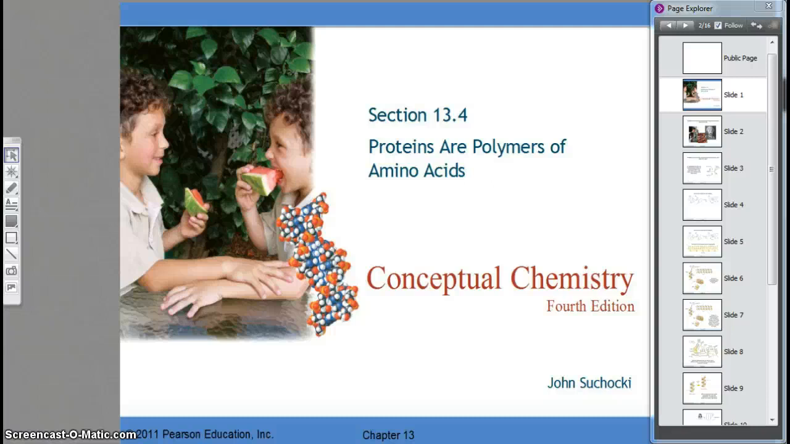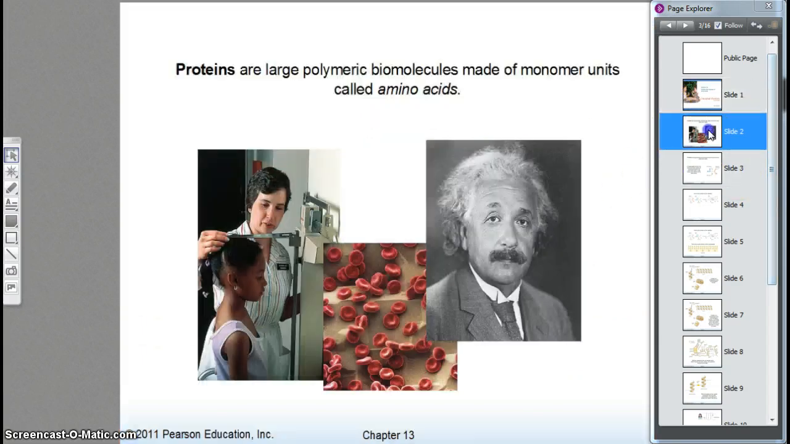This is Conceptual Chemistry, Chapter 13, Section 4. So in this section, we're going to learn how proteins are polymers of amino acids. So proteins are large polymeric biomolecules made of monomer units called amino acids.